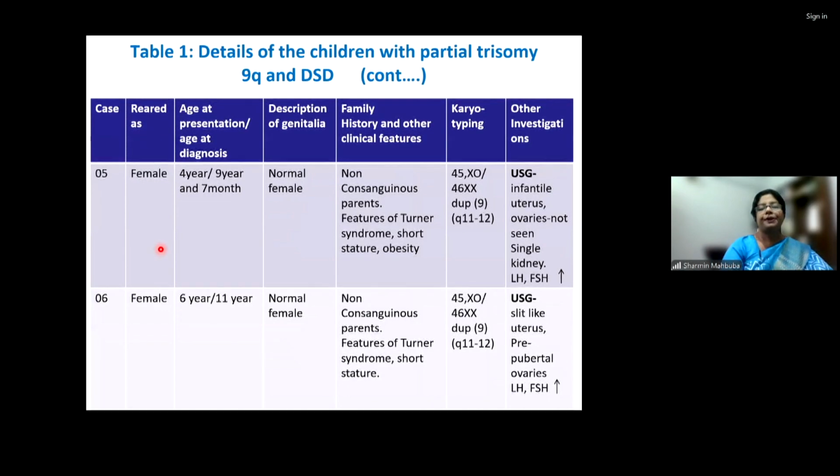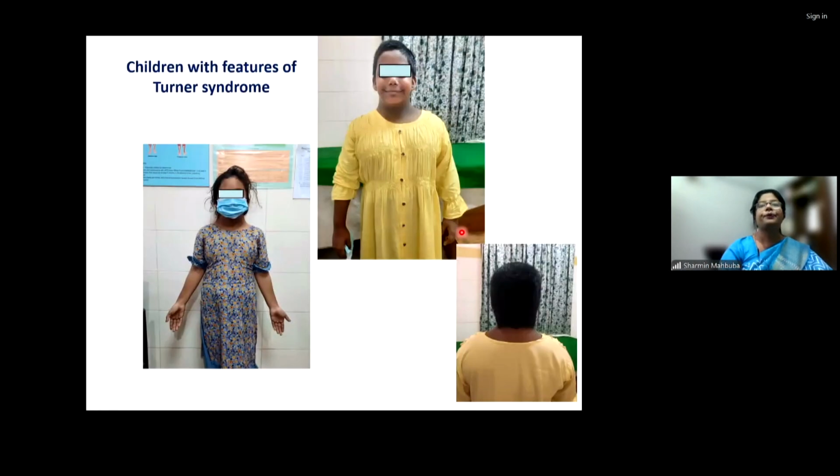Then two patients having normal female genitalia, one presented at 9 years and 7 months, another at 11 years of age, both having the features of Turner syndrome, short stature, and one of them had obesity. The ultrasonogram and other investigations are also suggestive of Turner syndrome. And here is the karyotyping, 45,XO and 46,XX with duplication of chromosome 9.